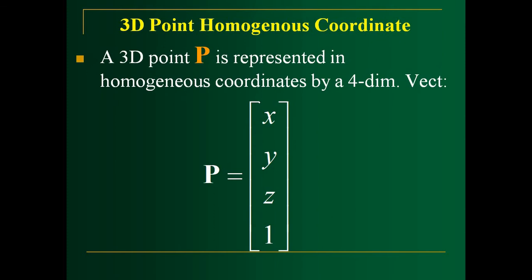A 3D point P is represented in homogeneous coordinates by a four-dimensional vector. Here we will include 1. Just like in two-dimensional, we have x, y, and 1 for homogeneous coordinates. In this case, we will include z, and then we will have 1 here. So we will have a four-dimensional vector.